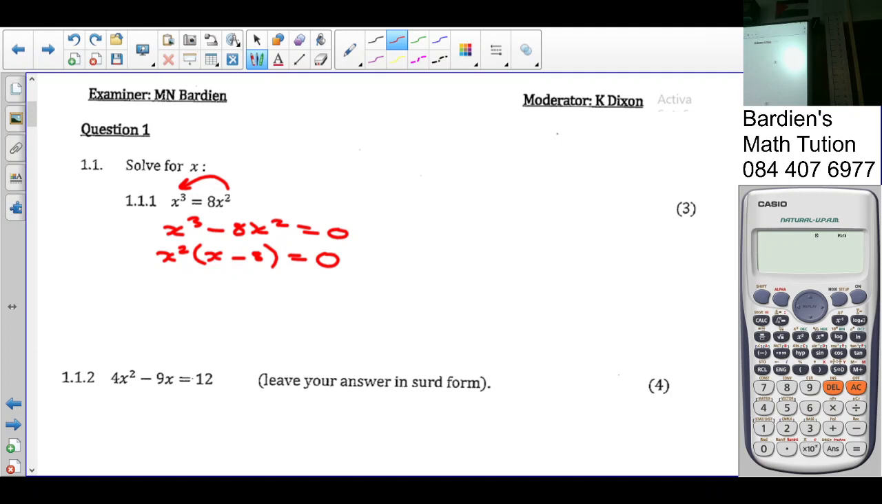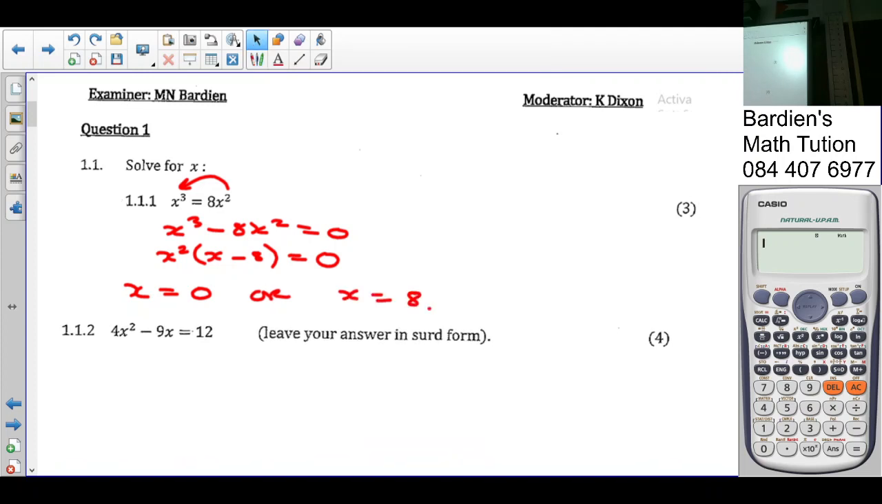So at this point, the zero factor rule, you set each factor equal to 0. So x squared is equal to 0, so x is equal to 0. Or x minus 8 is equal to 0, x is then equal to 8. Okay. So let's look at the next question.